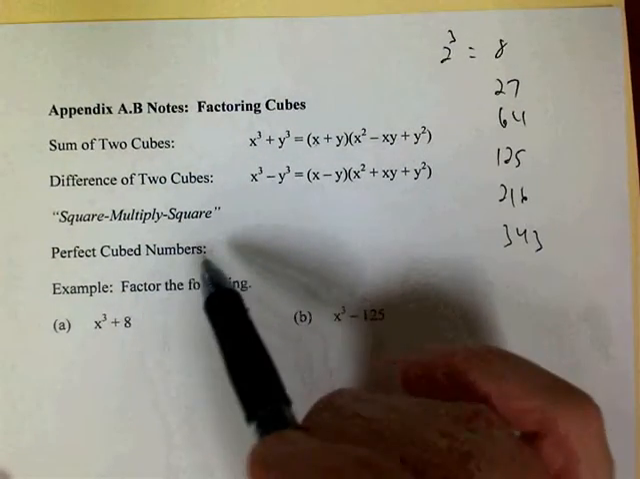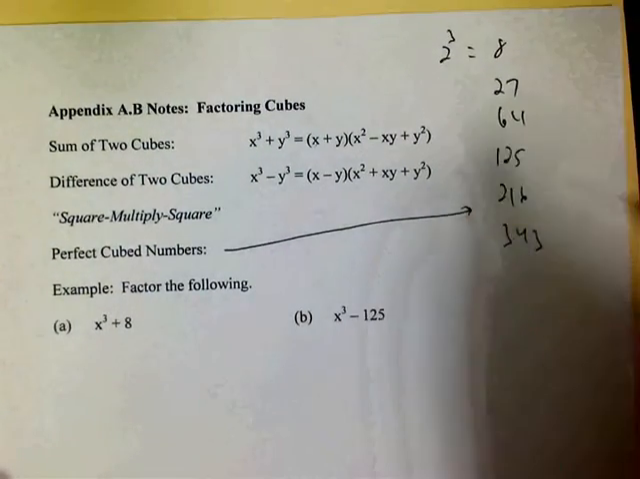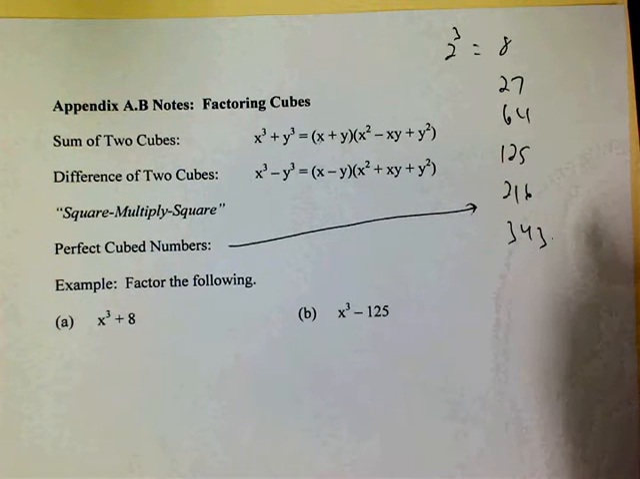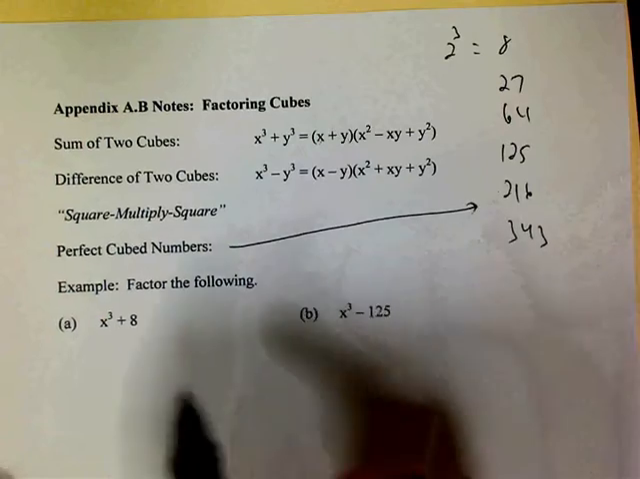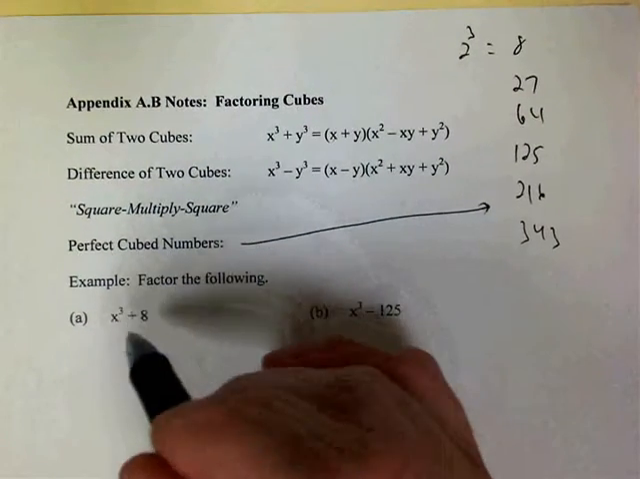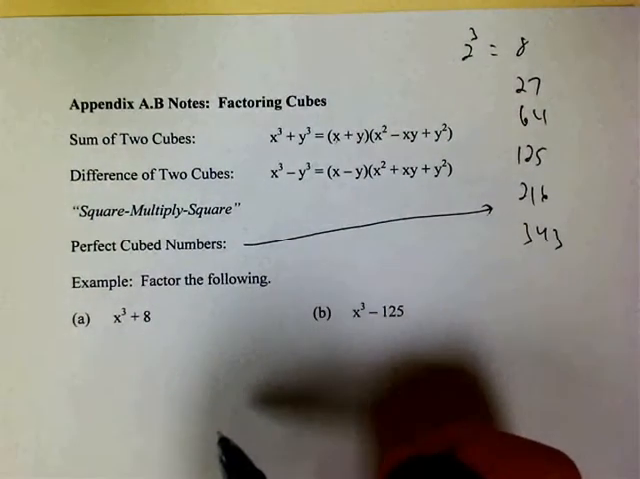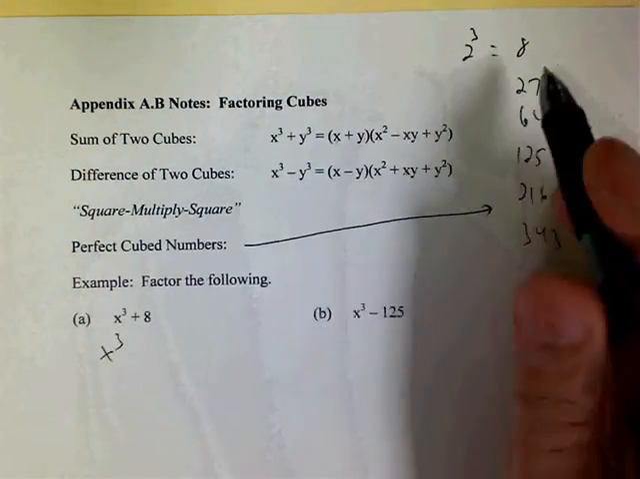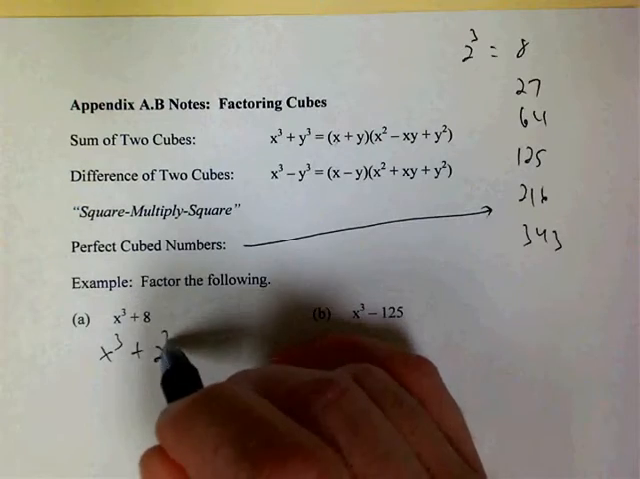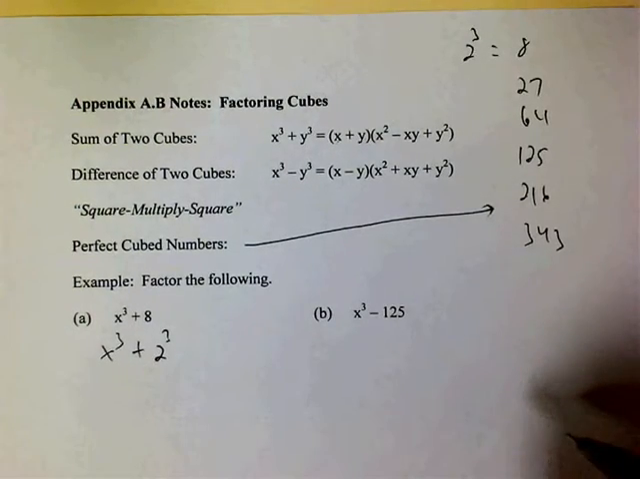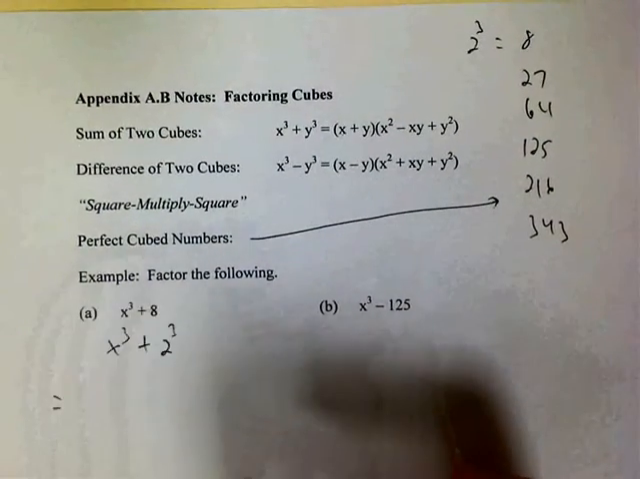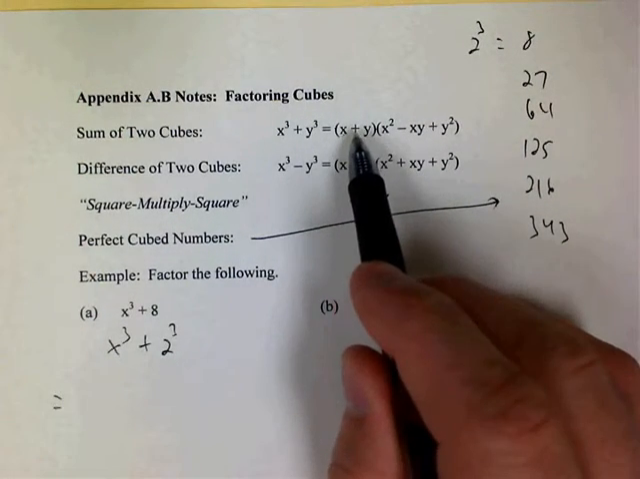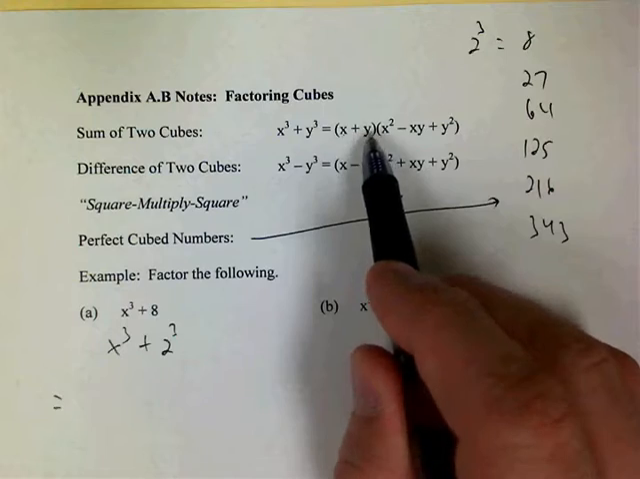These perfect cube numbers, that's what I was listing over here. They never stop. So let's do a few. x cubed plus 8. As soon as you see that cube, you're thinking, is 8 a cube also? It just so happens that it is. It's the cube of 2. That's actually the hardest part, because once you have that, you can use this pattern right here. Substitute x for the x and 2 for the y, and take it from there.